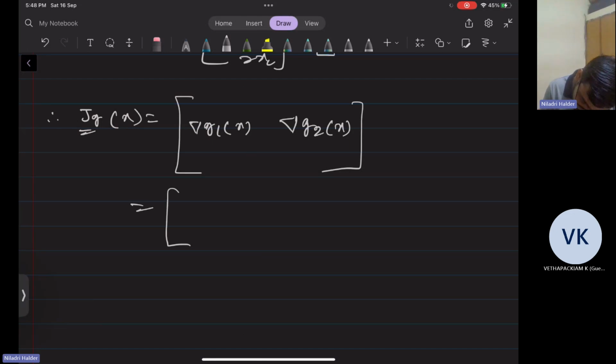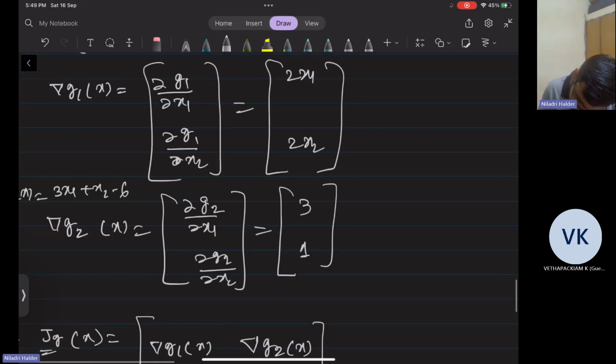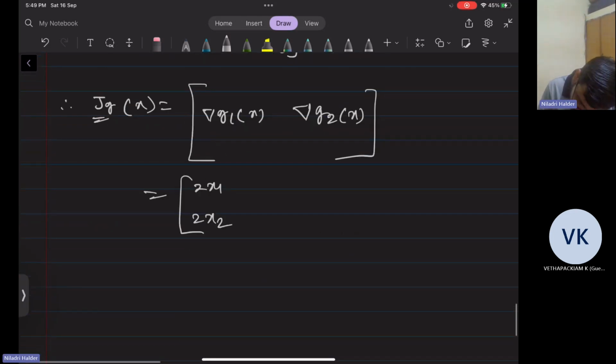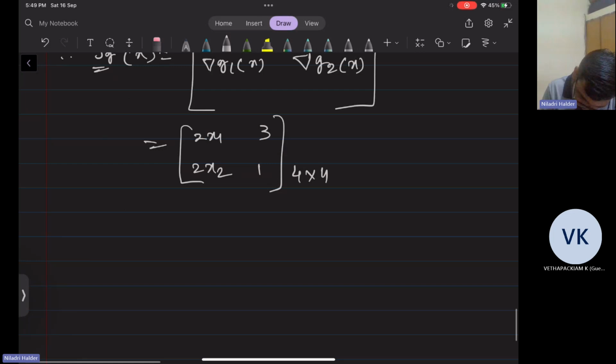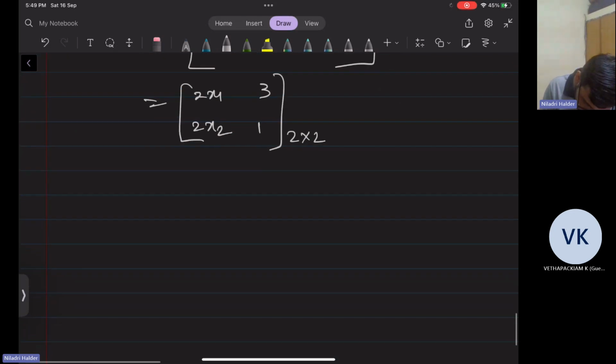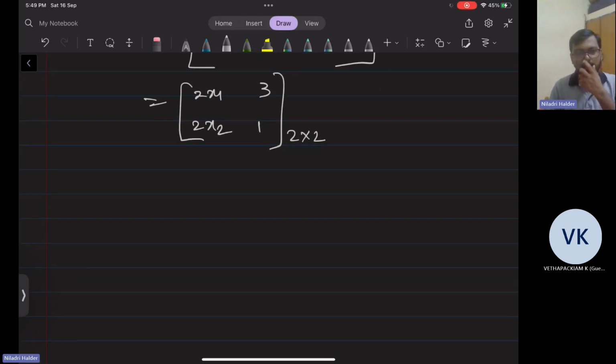That is equal to gradient of g1, which is 2x1, 2x2. So 2x1, 2x2, then 3, 1, 3, 1. So this is the matrix, 4 cross 4 matrix. Sorry, 2 cross 2 matrix. So we got all those values.